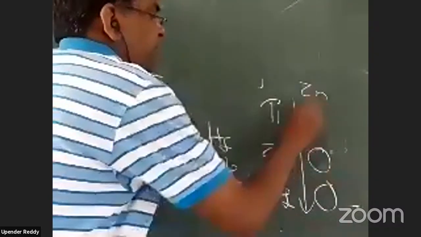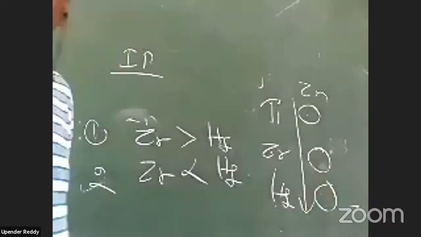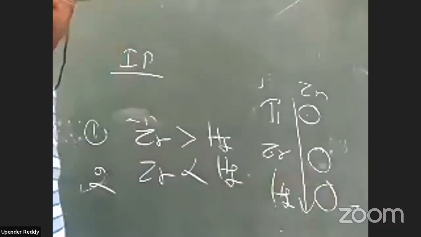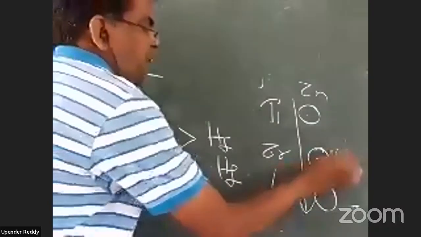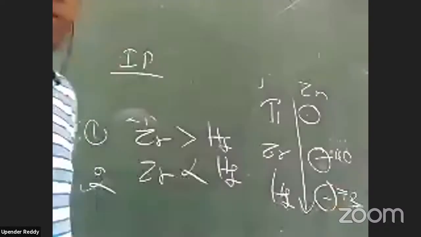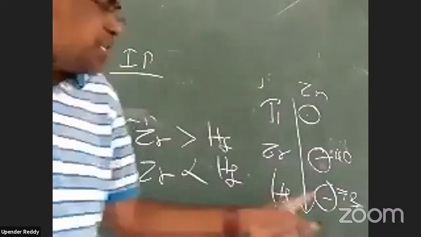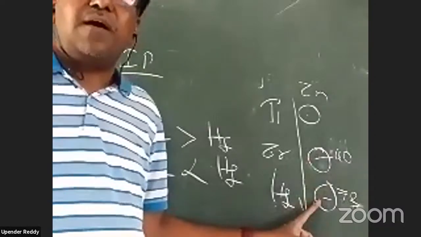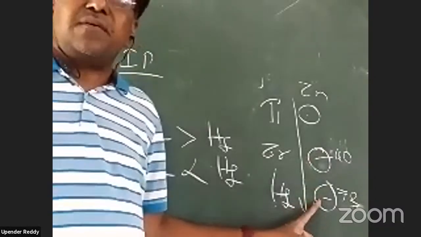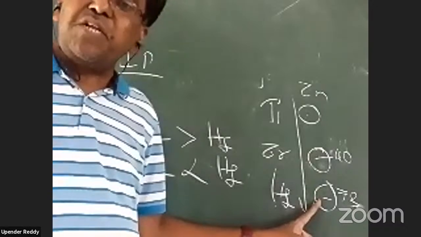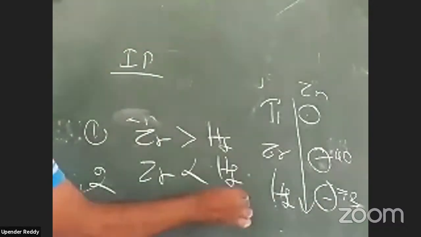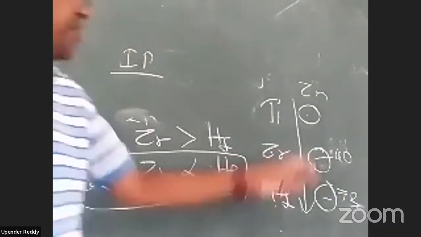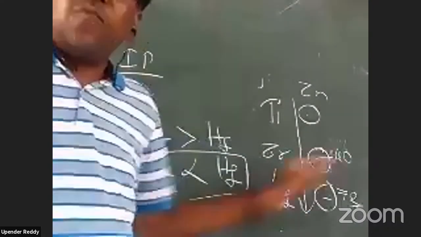Just as I said before, even though they are the same size, this one has only 40 protons and that one has 72 protons. Same size, but the 32 extra protons attract the electrons more. Hence, it is more electronegative. Hence, the answer is the second one. Why are they the same size?